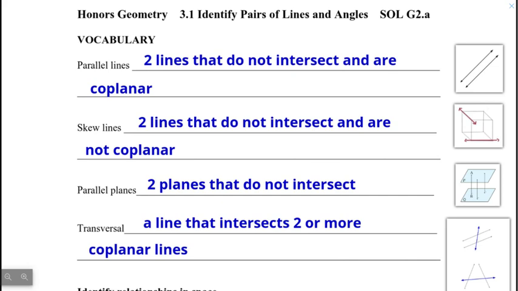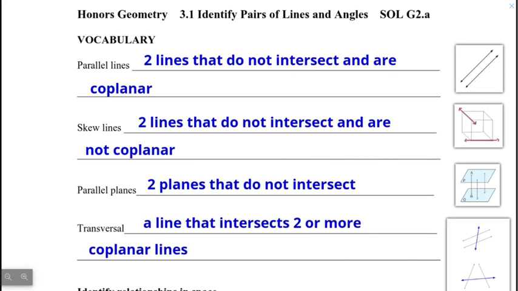So parallel lines are two lines that do not intersect and are coplanar. So example over here, we have two lines going to remain the same distance apart. They're never going to intersect. And we are talking about two lines that are on the same plane.